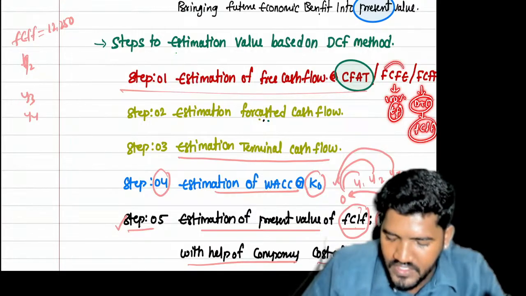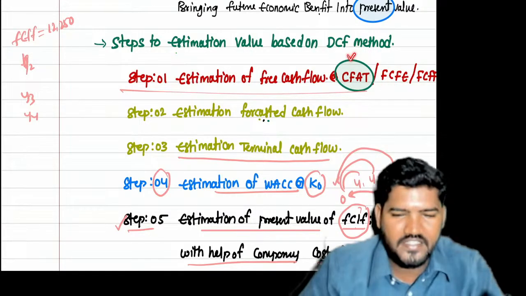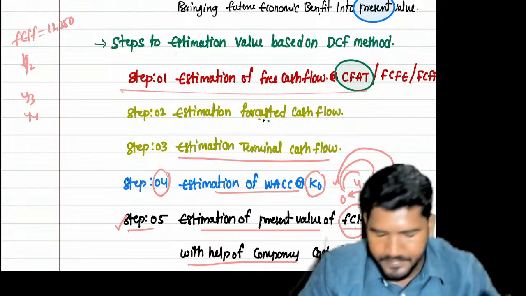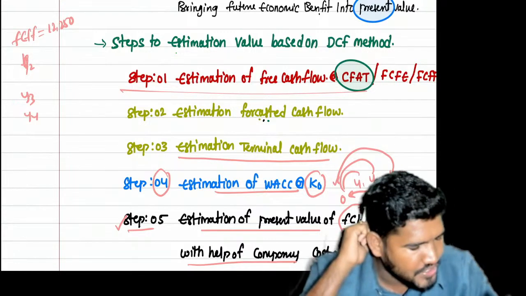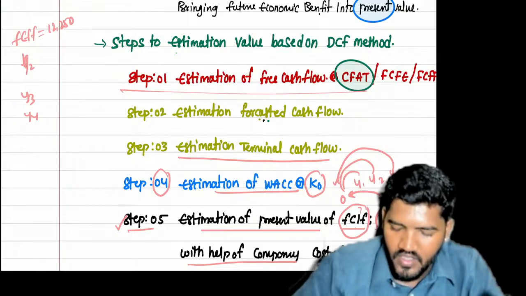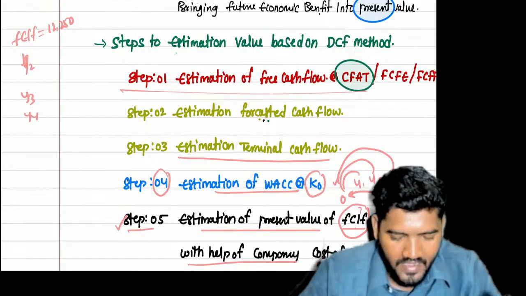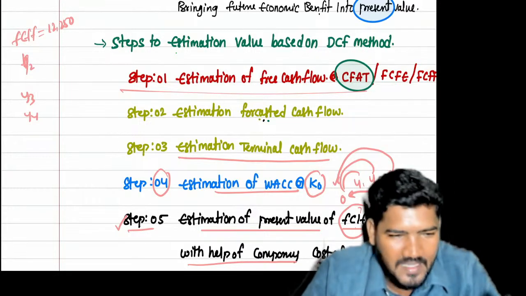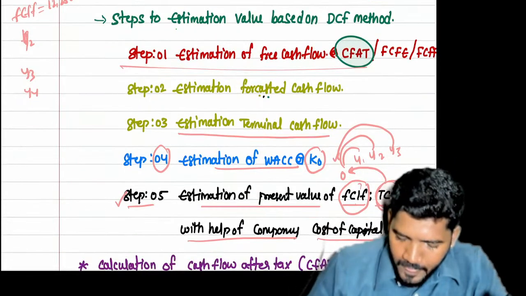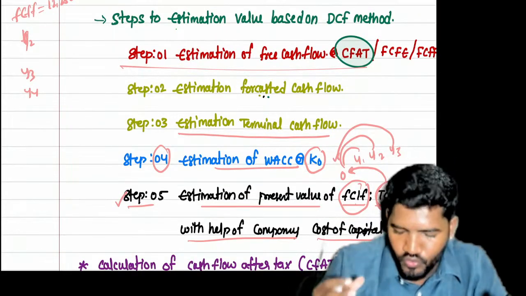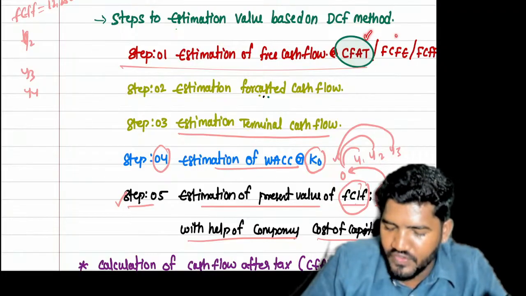So CFAT you already know, from CMA Inter FM capital budgeting decision. Under capital budgeting decision, you learned the calculation of operating cash inflow, that is nothing but CFAT. Guys, clear? Done. So first, let us check how to find out CFAT, FCFF and FCFE.